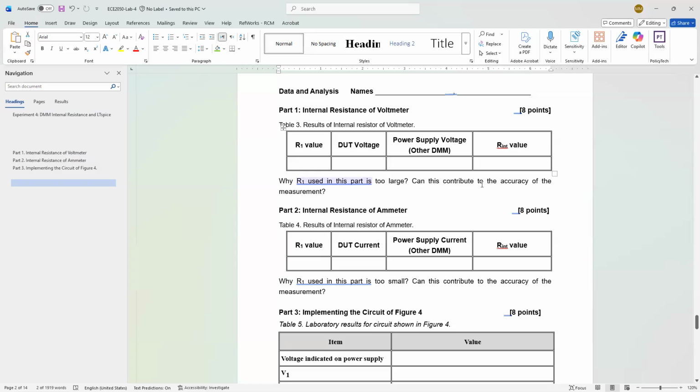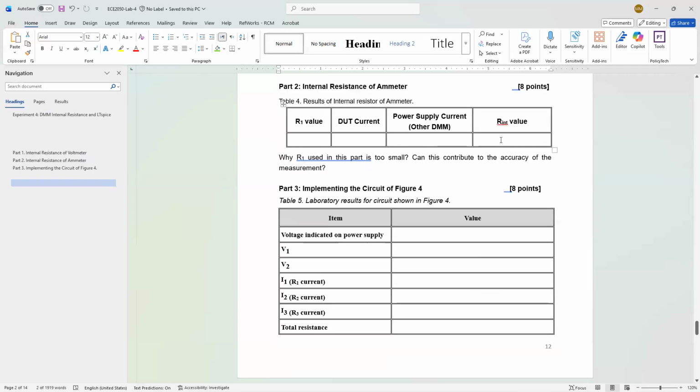Okay, can this contribute to the accuracy? That's for sure yes, because the other resistor I'm measuring, I'm expecting it to be a big value. If I make this one too small, maybe there may be an error in the measurement, but I want to make it comparable so that I can see a noticeable amount of voltage across both of them.